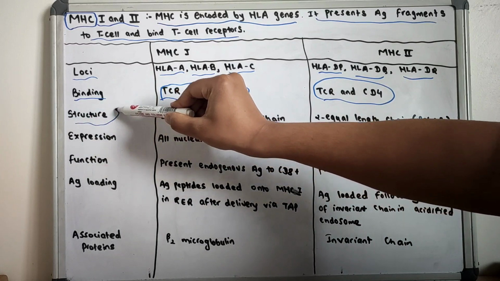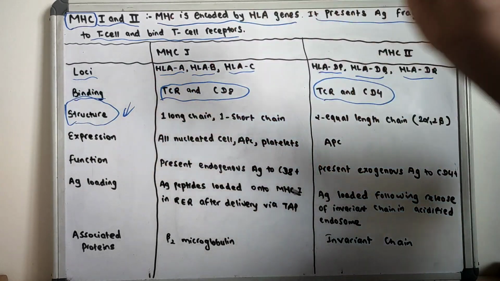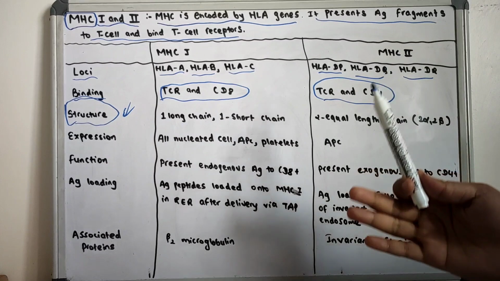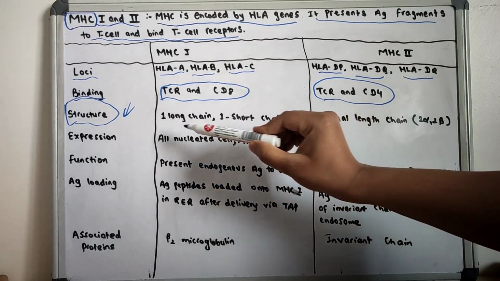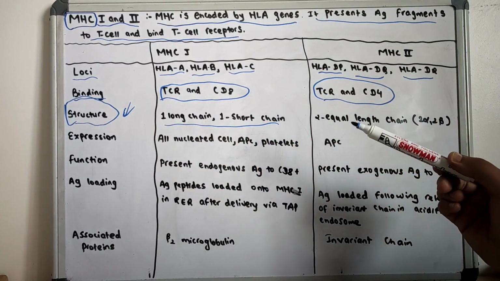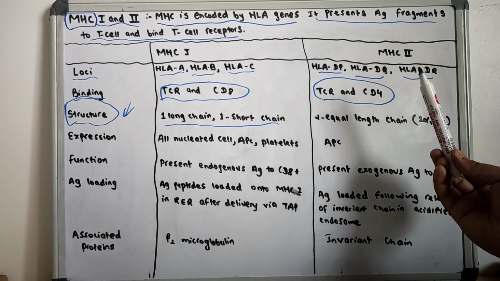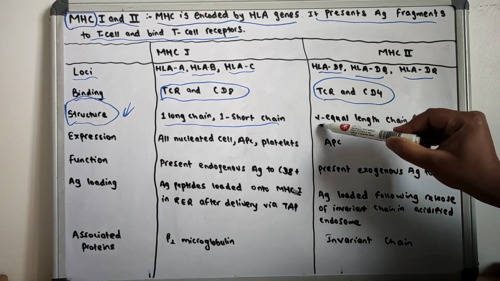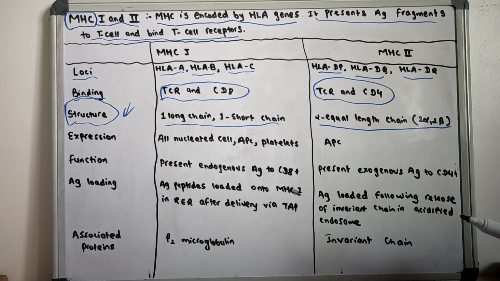Let us discuss the structure of the MHC molecule. The MHC1 molecule has one long chain and one short chain, whereas the MHC2 molecule has two equal length chains, two alpha and two beta chains.